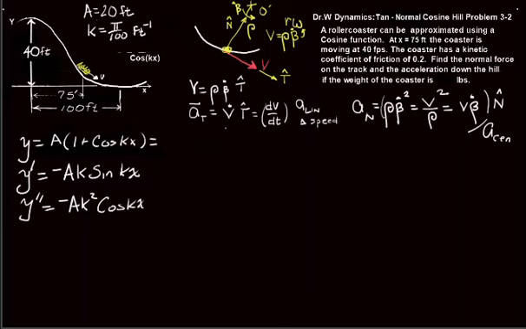If we plug everything in, we get 20 times 1 plus cosine of pi over 100 times 75. Now keep in mind that that's in radians, so use care when you're putting that into your calculator. And we'll get a y value of 5.86 feet.